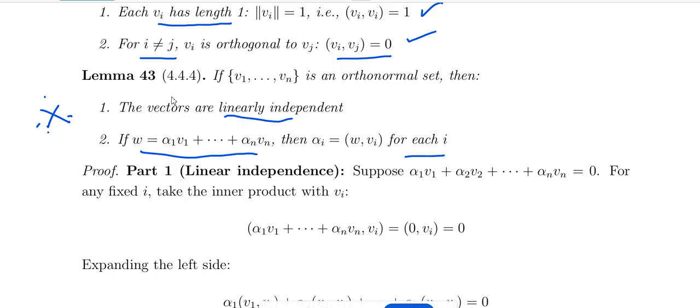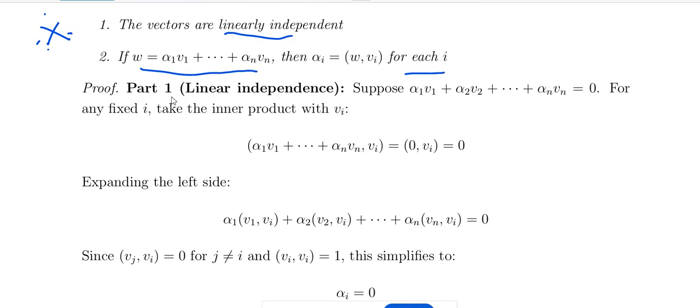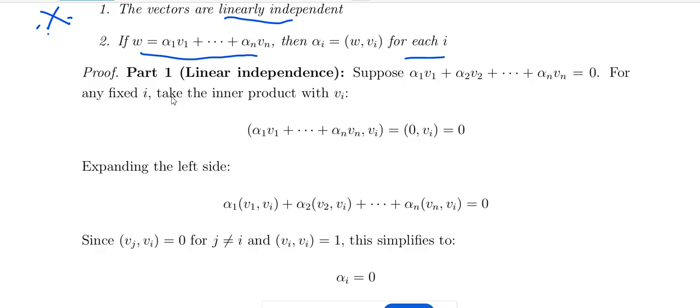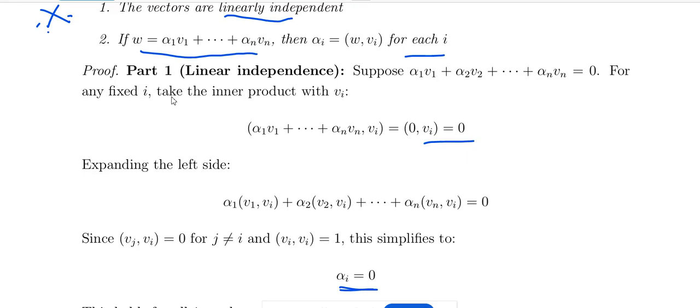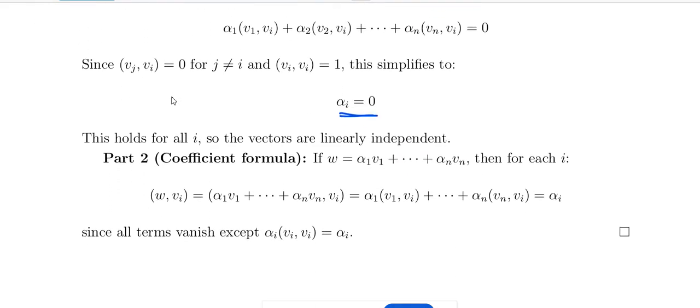The first one is the easiest, linear independence. Suppose the linear combination is equal to 0. For any fixed i, take the inner product with Vi. The right side is 0 comma Vi equals 0. The left side is alpha 1 V1 comma Vi plus alpha 2 V2 comma Vi up to alpha n Vn comma Vi, equal to 0. Vj comma Vi equals 0 for j not equal to i, and Vi comma Vi equals 1. So this implies each alpha i should be equal to 0. Therefore the vectors are linearly independent.